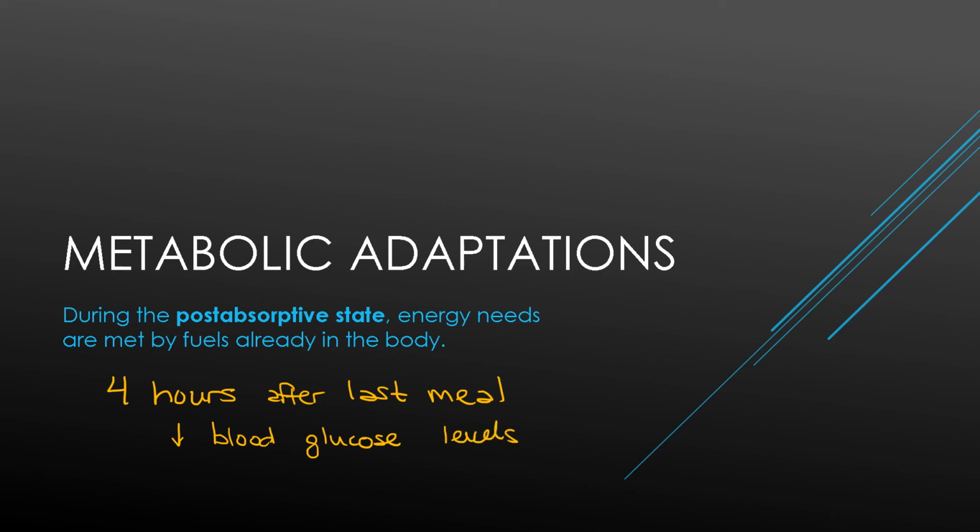Because we're continually reabsorbing glucose from the blood into our body cells, but we haven't eaten anymore, so there's no more glucose coming back into the blood from the gastrointestinal tract. So this is where we get our post-absorptive state. During the post-absorptive state, both glucose production and glucose conservation help to maintain a healthy blood glucose level.